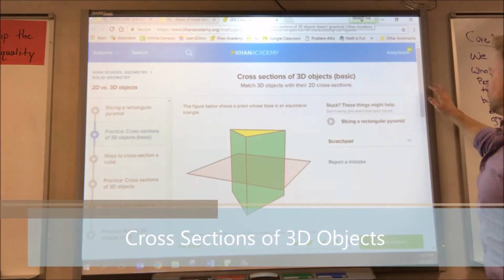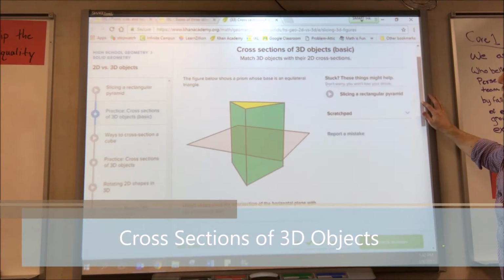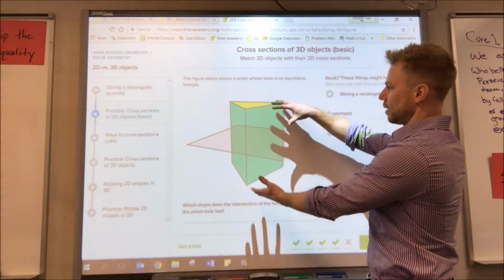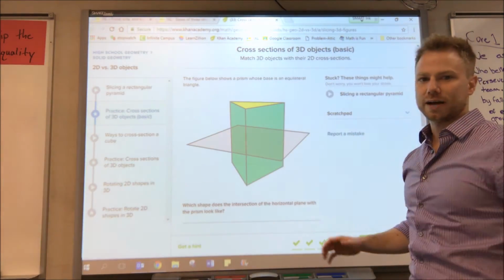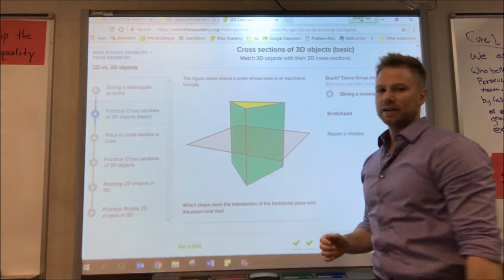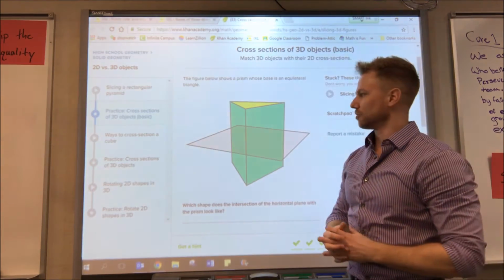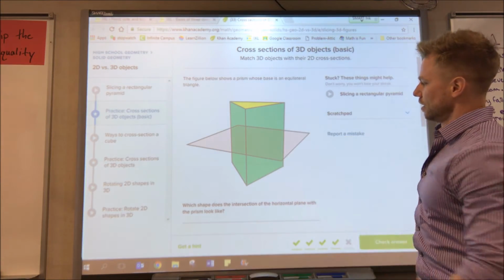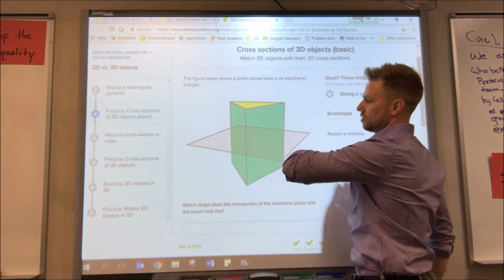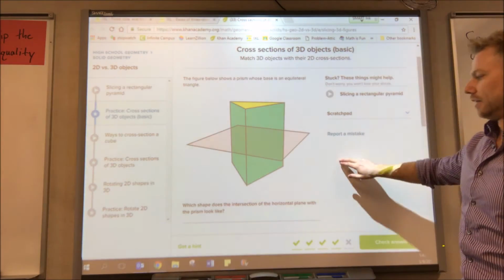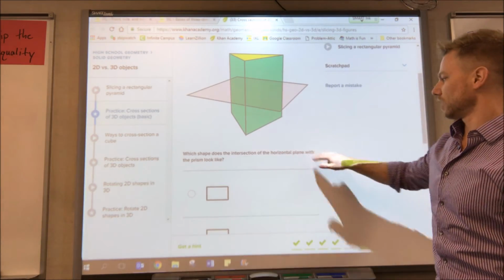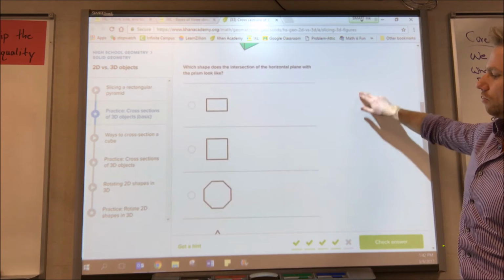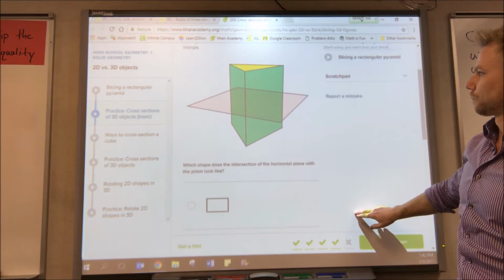And let's check the last link. This is looking at cross sections. Now what cross sections are is when you take a prism or a pyramid or any 3D object and you slice it, it is the shape that is made after slicing, okay? So we have a triangular prism here, and you can see this plane that is slicing right through the middle of that. It says, which shape does the intersection of the horizontal plane with the prism look like? So we have 4 choices there.